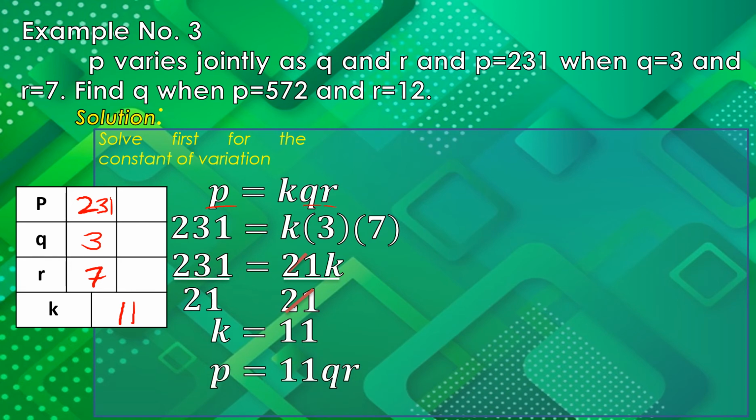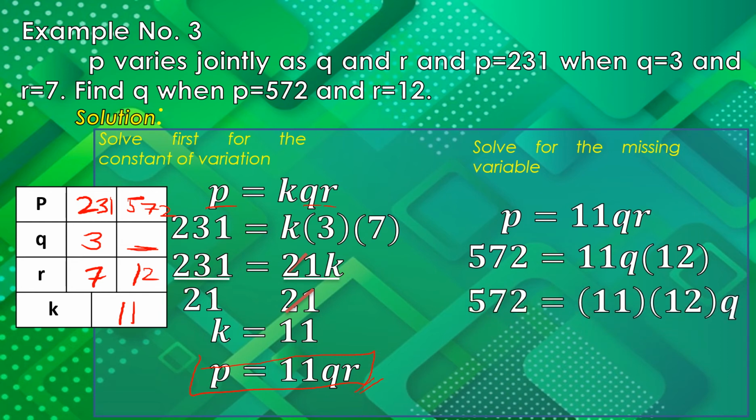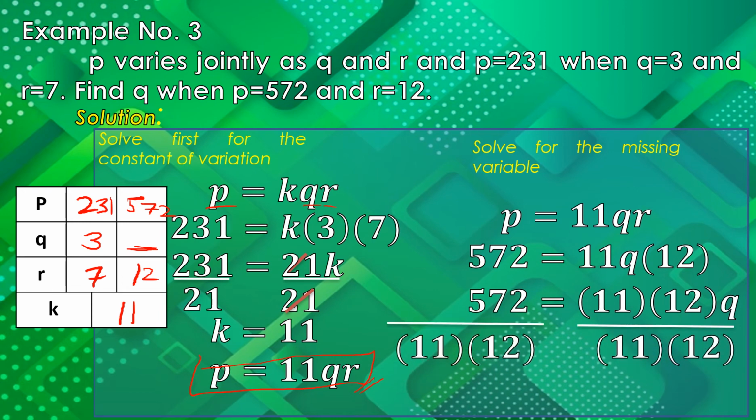Then, saka natin ilagay sa equation of variation. Then from that, makukuha natin yung value ng Q. Given that the P is 572 and then the R is 12. Using the equation of variation, palitan natin. Yung P daw ay magiging 572 at saka yung ating R ay magiging 12. So from that, siya magiging 572 equals 11QR, or 11Q times 12.